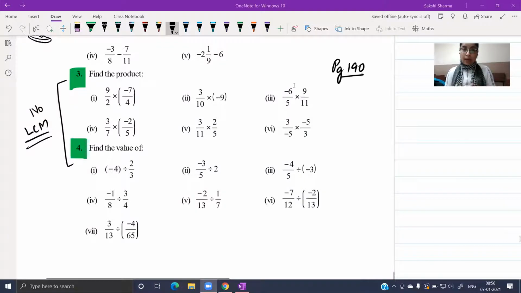Again, you can go back to that chapter. You have written those rules. You can revise those rules. It's possible I've shared the videos also. You can watch those videos also for fractions, multiplication, division, and for integers multiplication, division. So we will be combining those rules here when we do multiplication and division of rational numbers. Let's do a few parts, and if you have any questions, you can ask.